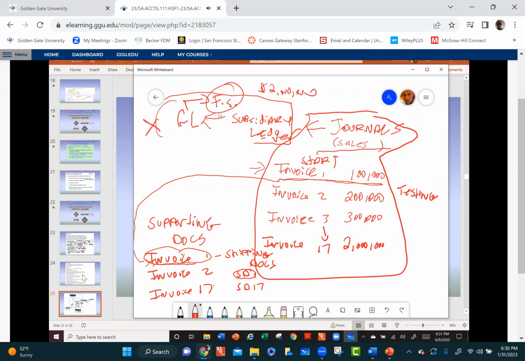I picked up the invoice that was sitting in the journal, and I went and found the supporting document for it and saw that that thing got shipped. Oh, completeness. Existence. Okay, we got 1 vote for existence, 1 vote for completeness.